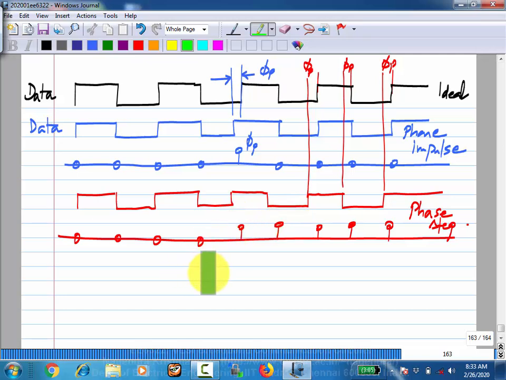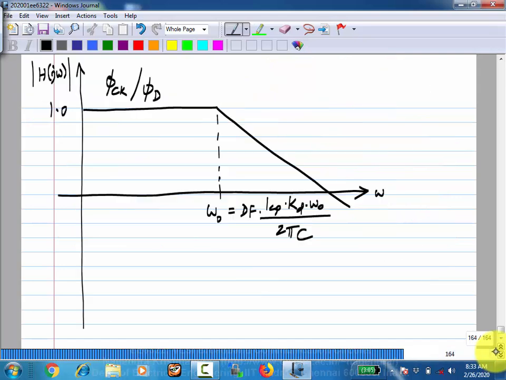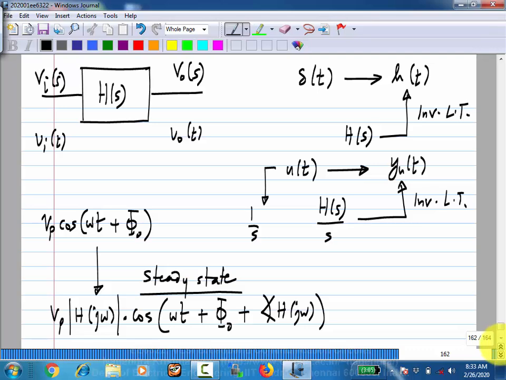The output, what will be the step response of this low pass? So if you apply a step here, I will show a continuous time step because we have a continuous time model. So this is the input step, input phase step, right? What will be the output of a system like this, or of a system whose transfer function is this one?